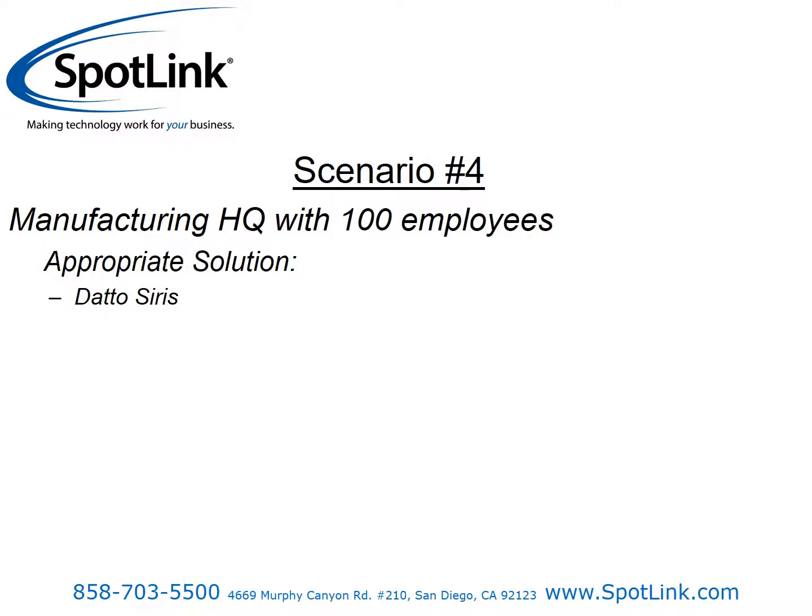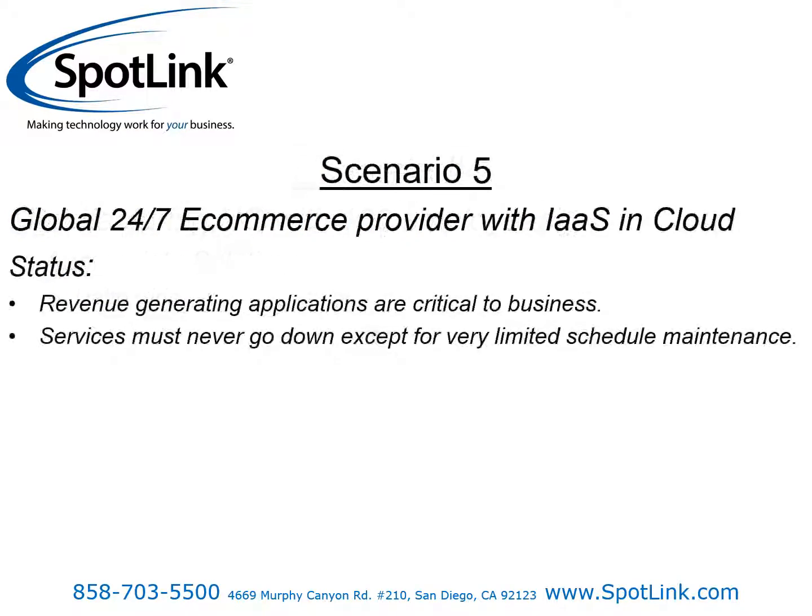All right, number 5, a global 24/7 e-commerce provider with infrastructure as a service in the cloud. So a little different take on it. Revenue generating applications are strictly in the cloud, so it's strictly a cloud environment, something like Amazon. The business requirement is services can never go down except for very limited maintenance schedules. So we have a recovery point of 10 minutes, so your data can't be more than 10 minutes old, and you have to be back up in 5 minutes if there's a disaster.